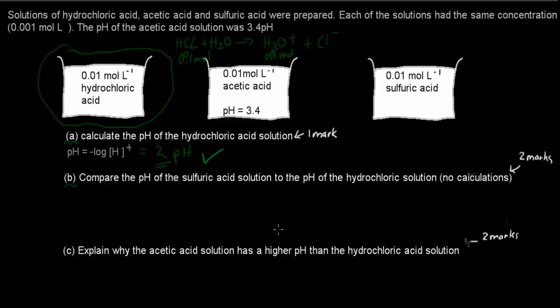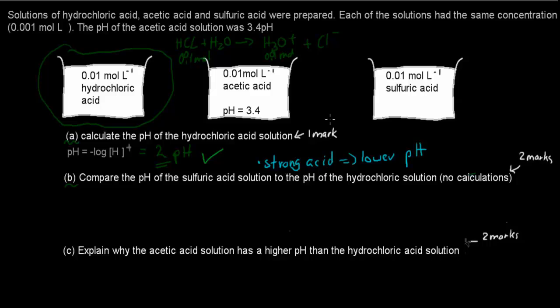So for B: compare the pH of sulfuric acid solution to the pH of hydrochloric acid solution. No calculations are required. So again, the first thing you mention would be that both of them are strong acids. Both sulfuric acid and hydrochloric acid are strong acids. So therefore they have a lower pH than, for example, your acetic acid or your citric acid.